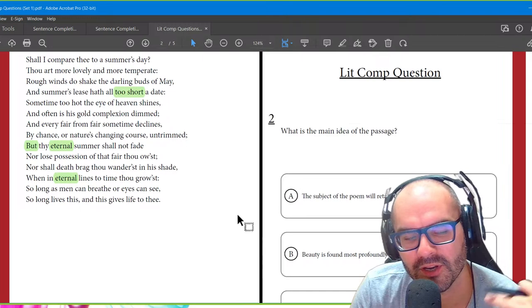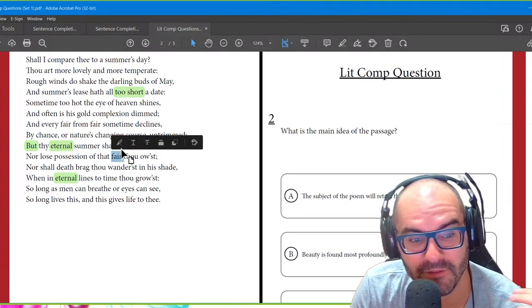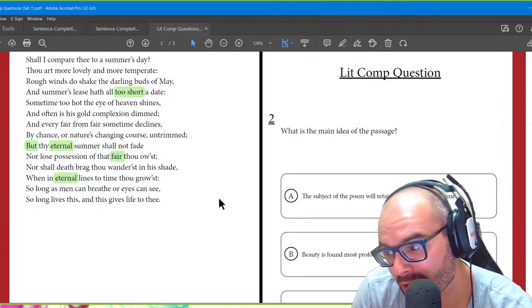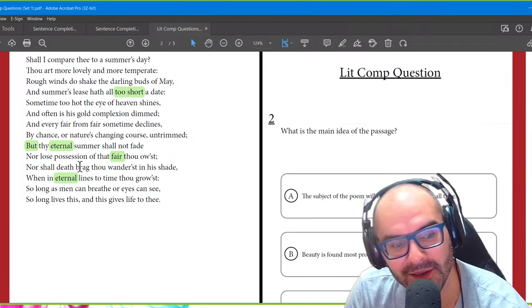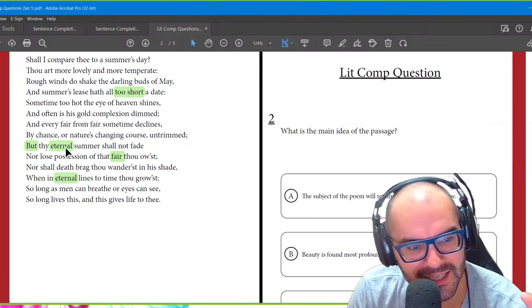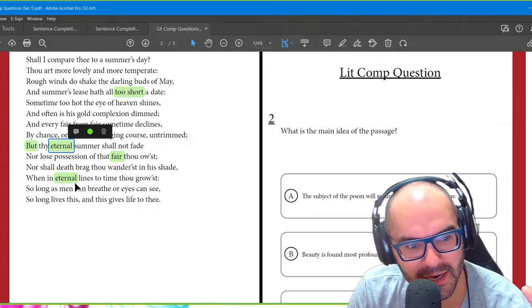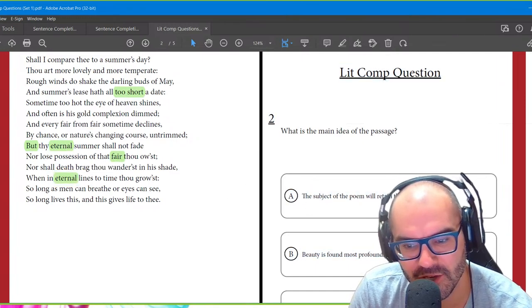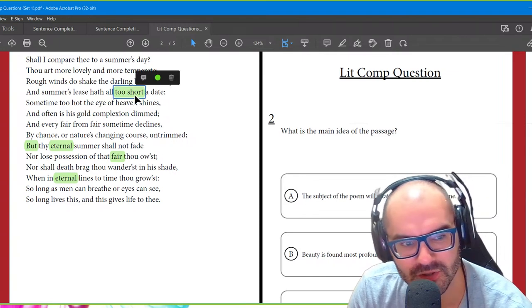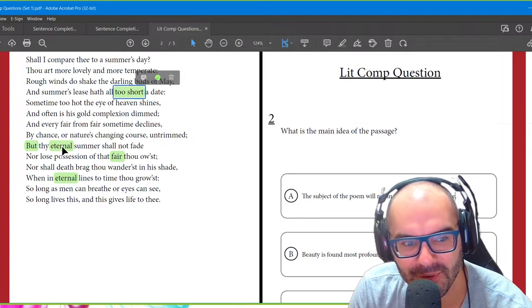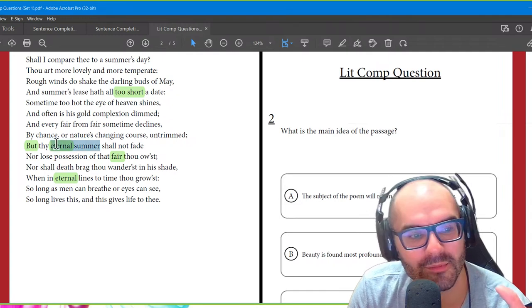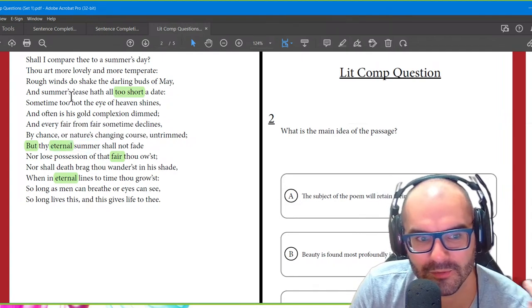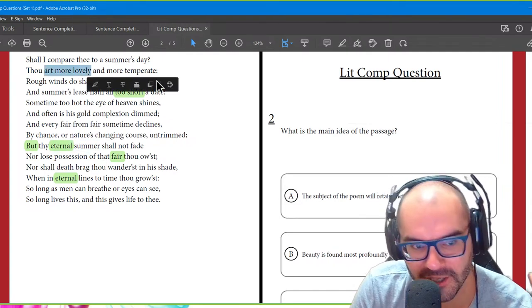And this is one of those cases where, again, if you know some of this old language, like fair used to mean beautiful. So I know that, but again, I got this eternal vibe in this comparison to summer. So I think this is the right answer. The idea that you'll retain your beauty for all time. Summer's too short, but you won't fade. Your summer, your beautiful summer, right? And he did say you're more lovely than summer.